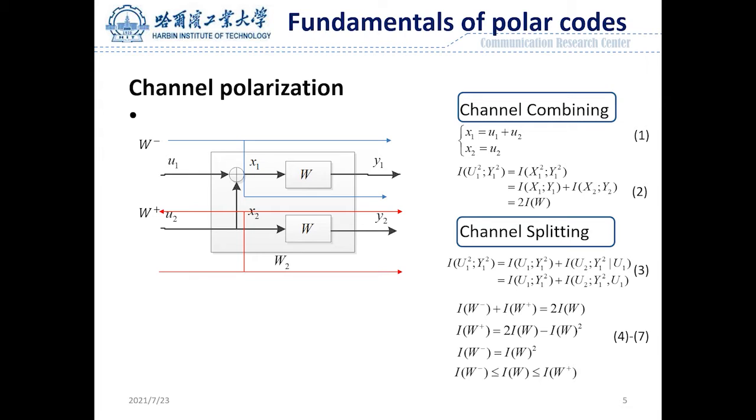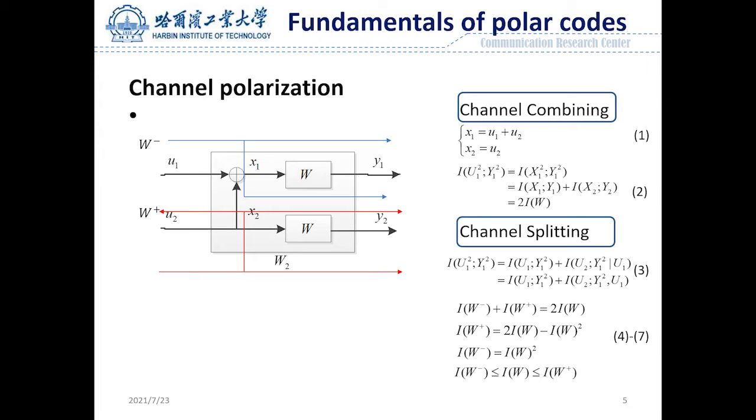Next, let's talk about fundamentals of polar codes. Polar codes are constructed based on the channel polarization phenomenon. Channel polarization includes 2 operations: channel combining and channel splitting. Equation 1 shows the channel combining operation. X1 equals U1 plus U2. X2 equals U2. After combination, a synthesized channel is created. The capacity of the synthesized channel is the sum of the 2 original channels.